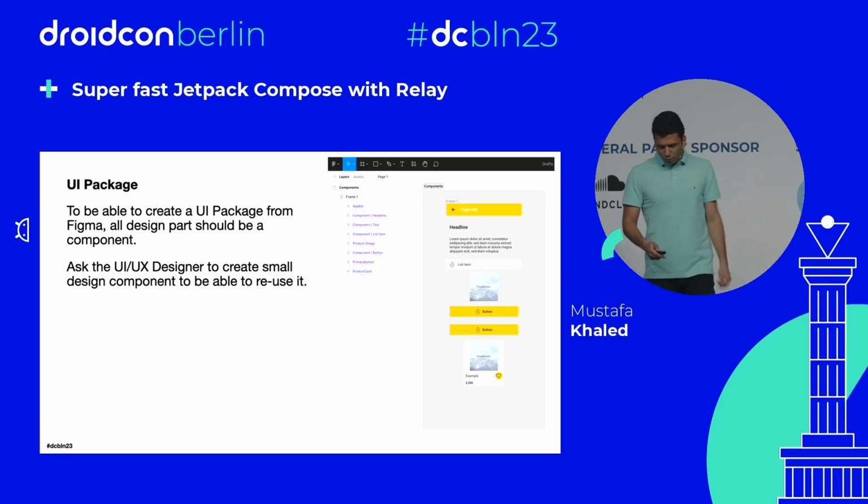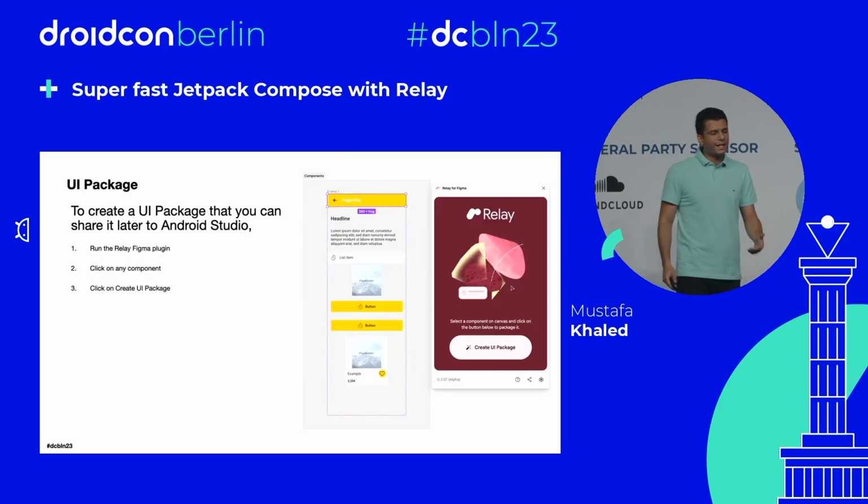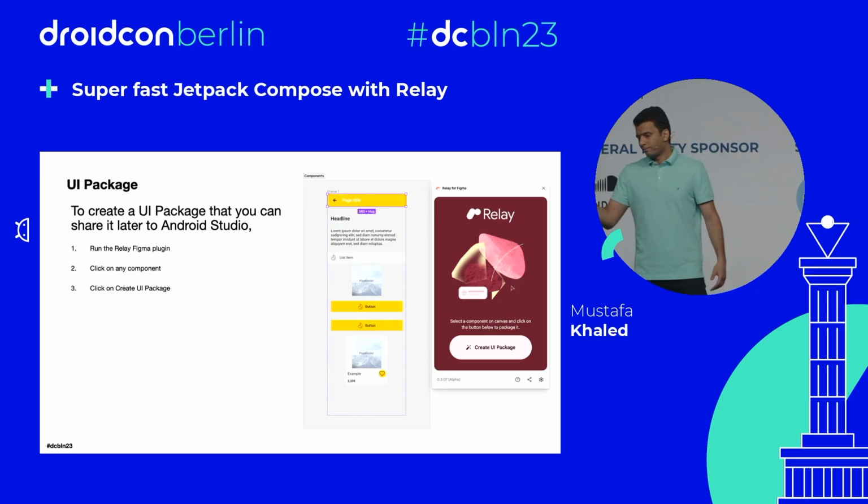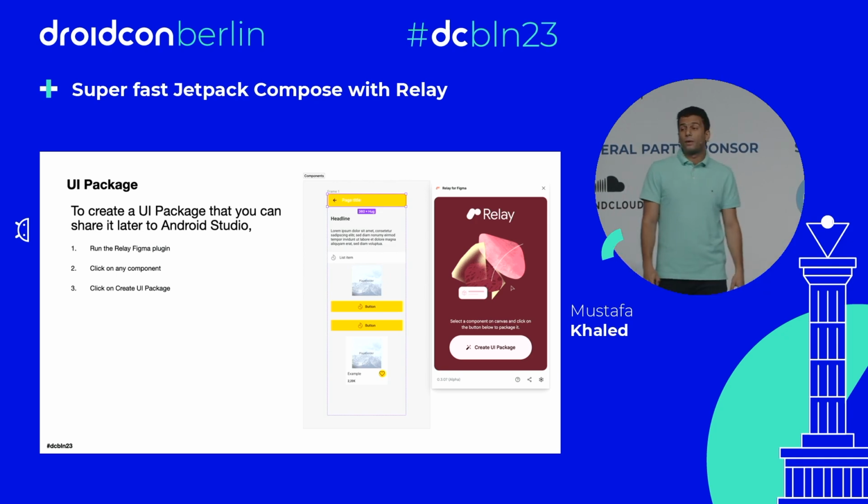So how do you create a UI package in general? It's pretty easy. Just run the Relay plugin on Figma. And when you click on any component or piece of design, for example, I clicked here on the title or the toolbar, you will find Create UI package already enabled and now clickable.